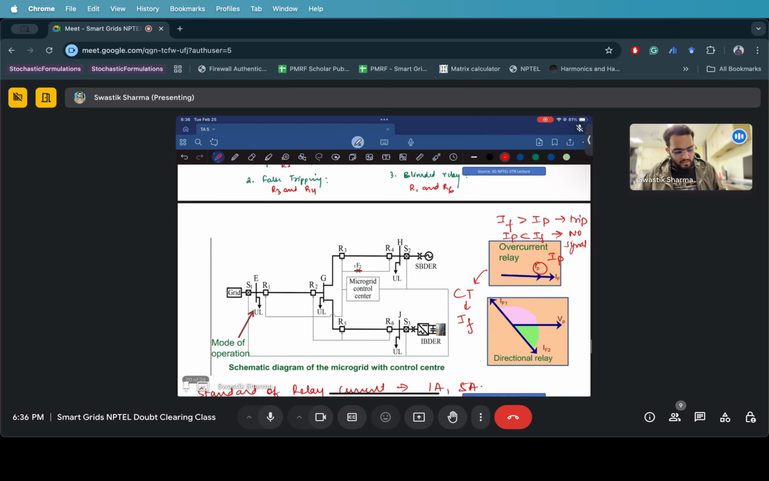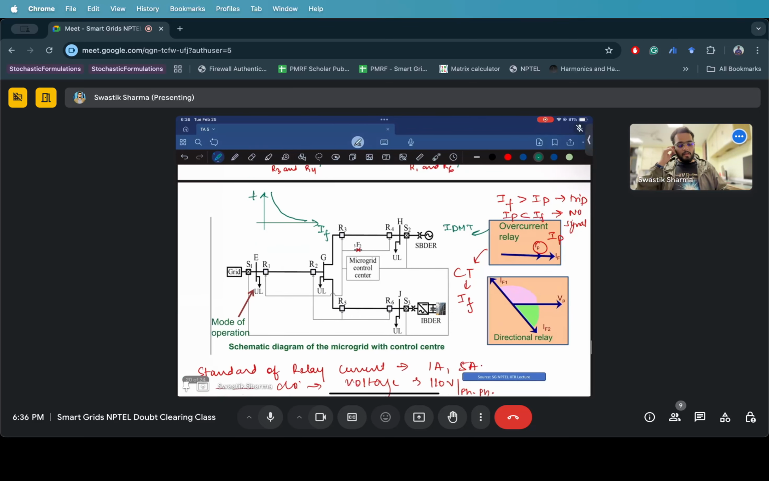And this overcurrent relay is generally IDMT in nature, which is inverse definite minimum time. That means with an increase in fault current, the time taken to trip also changes. So if the fault current increases, the time taken to trip will decrease, sorry. So there is an inverse relation. That is why they are called inverse definite minimum time relays, right?